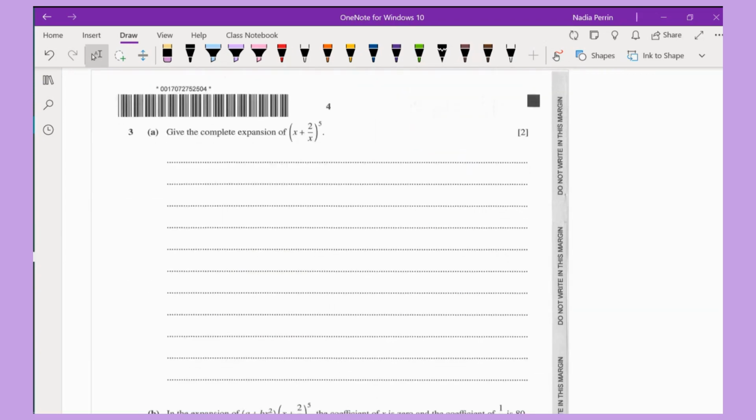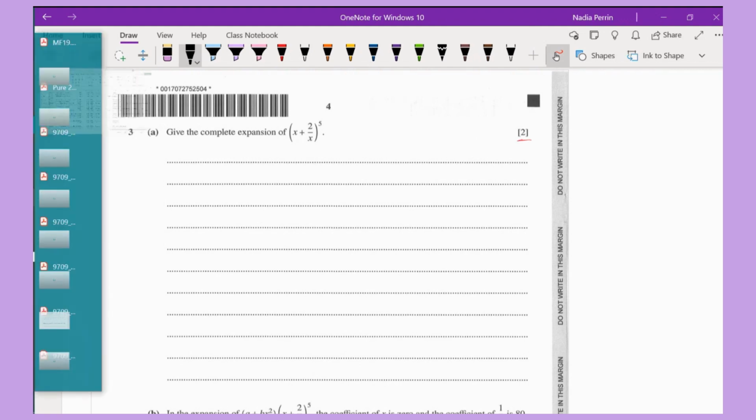Right, the next question. I found this quite interesting because I always tell my students they never ask for the complete expansion. They always ask for just the first 2 or 3, maybe 4. But no, now they ask for the complete expansion, and it was only worth 2 marks. So quite interesting to see that coming in. That's just using the binomial theorem formula.